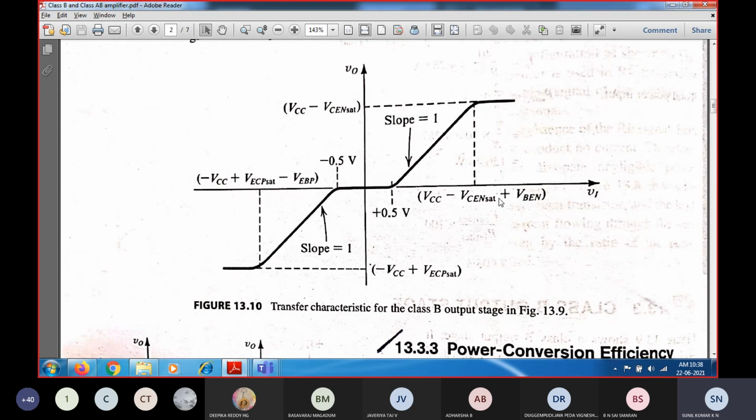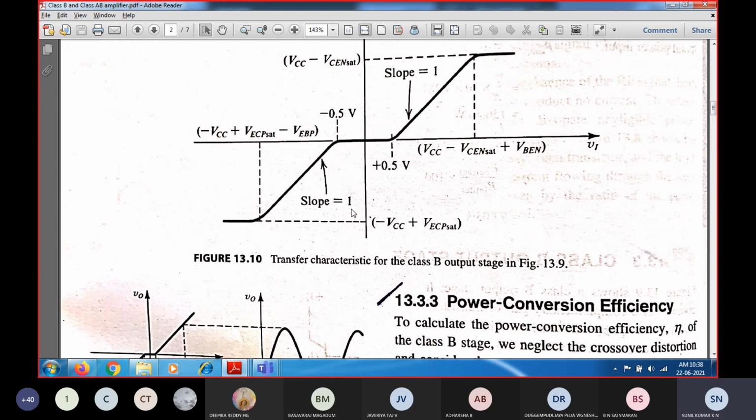And now it is also going to operate in the emitter follower configuration. During the negative half cycle of the input, whenever it exceeds 0.5 V in magnitude, you can see that as the input increases, the output is also going to increase in a linear way, and it has a slope equal to 1. So that indicates what?